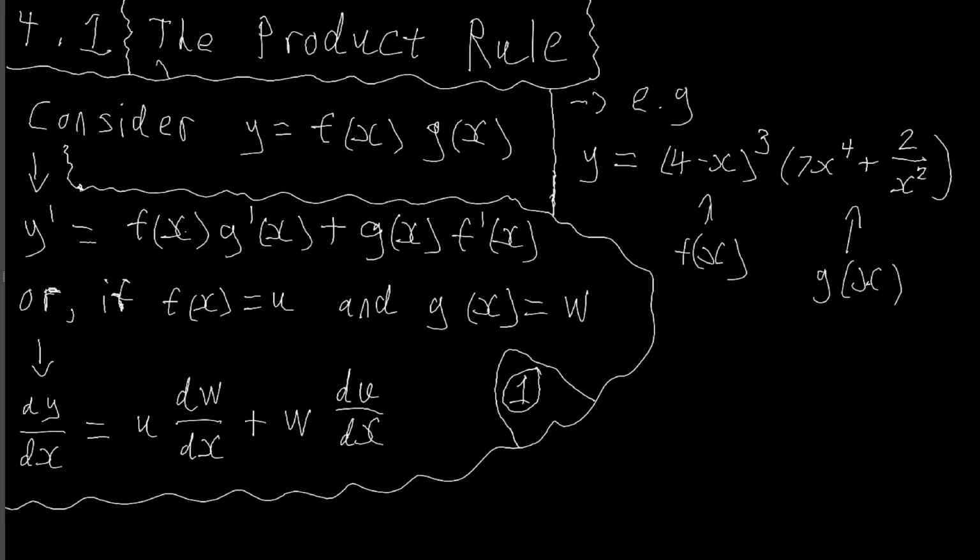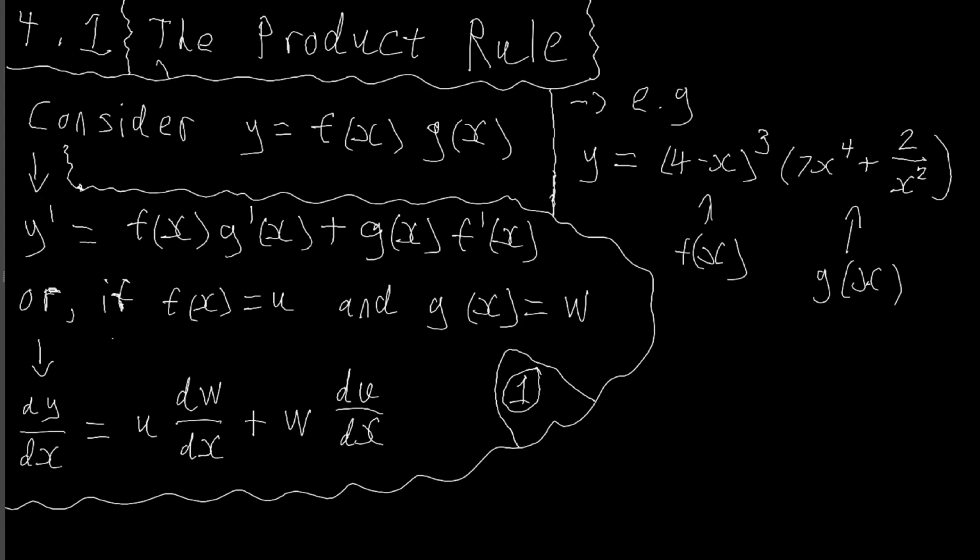And for the product rule itself, here it is. We have that y prime, or the derivative of y with respect to x, is going to be equal to f of x times the derivative of g of x, g prime of x, plus g of x times f prime of x. So, with reference to this function, it would be this first function multiplied by the derivative of the second function, plus the second function multiplied by the derivative of the first function.